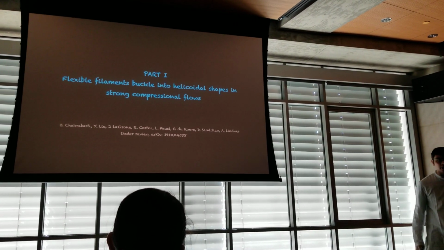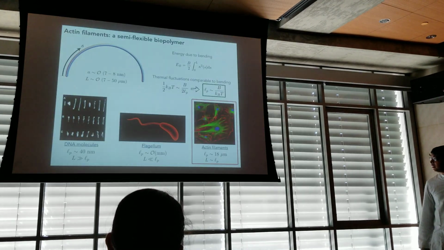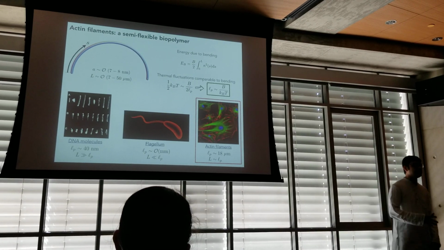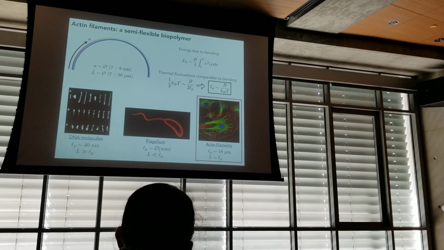where I'm going to talk about dynamics of passive filaments in compressional flow. The model polymer for this section is an actin filament. Actin is a biopolymer. It can be found in the cell cytoskeleton, and it provides rigidity to the cell membrane.